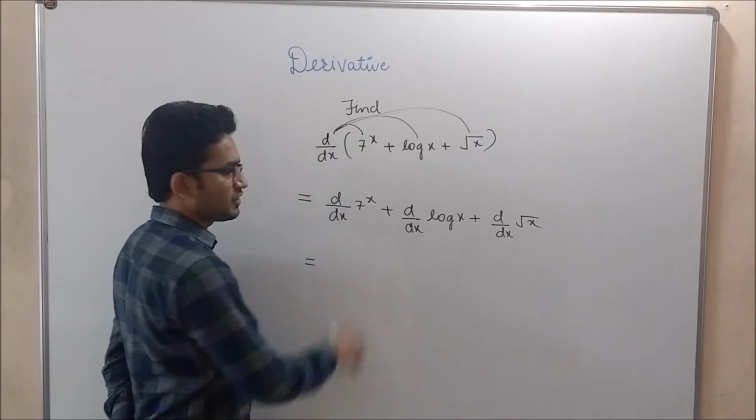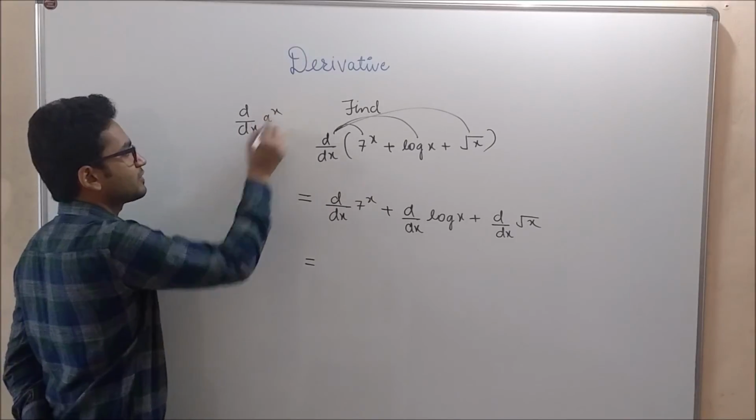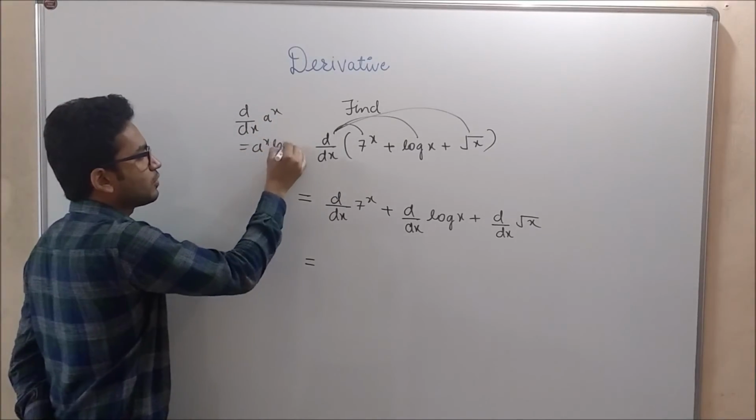So we are aware of 7 raised to power x. It is in the form of derivative of a raised to power x, which is equal to a raised to power x log of a.